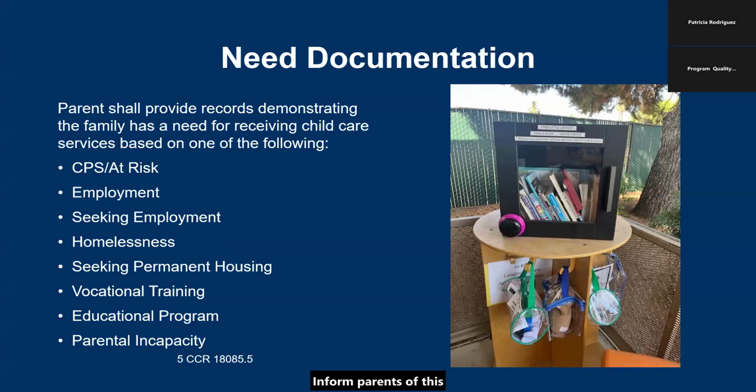Inform parents of this and the requirement to provide records demonstrating the family has a need for receiving child care services based on one of the following: CPS at risk, employment, seeking employment, homelessness, seeking permanent housing, vocational training, educational program, and parental incapacity.